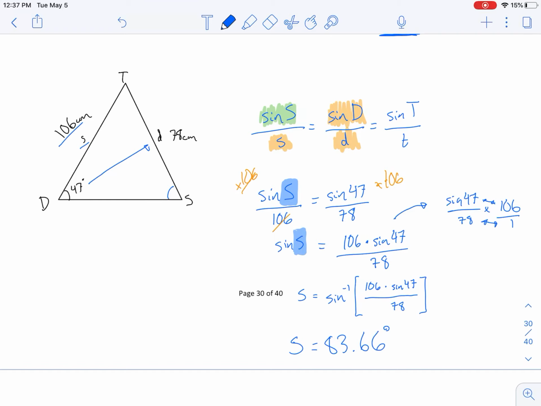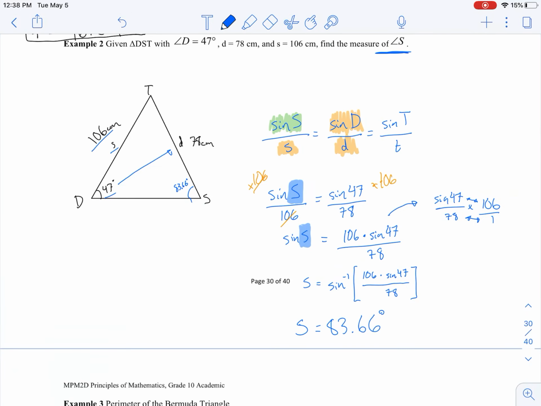Now, taking a look at the question here, I just want to give a rough approximate. 106 is much bigger than 78, so it makes sense that the angle across from that side length is much bigger. This is 83.66 degrees, which is much bigger than 47, because obviously the side across from a larger angle needs to be larger. So at least we're in the right ballpark. We might have made a rounding error somewhere, but at least our angle measurement wasn't below 47 degrees.